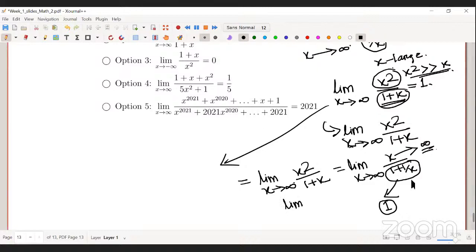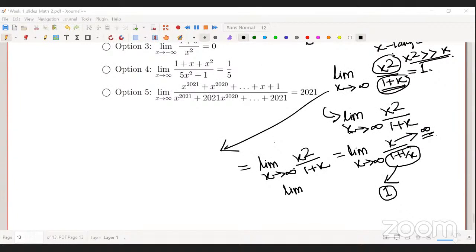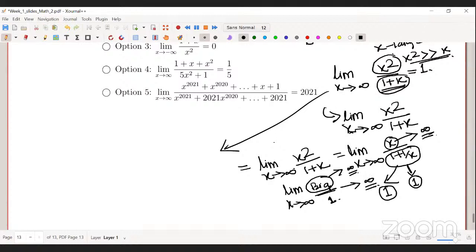limit x tends to infinity. So here this basically diverges to infinity, and here this particular term converges to 1. So what you are getting is a big number divided by 1. So this particular thing diverges to infinity. So when you take the limit, you will get infinity. So is it clear what I was trying to say?